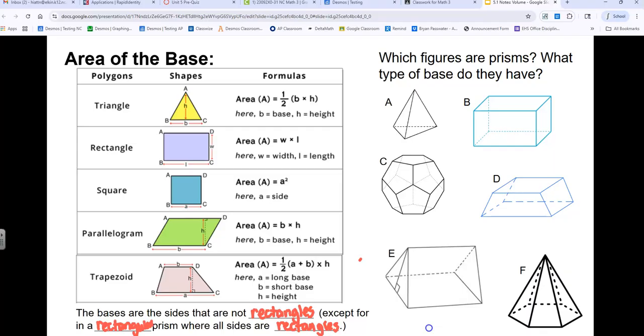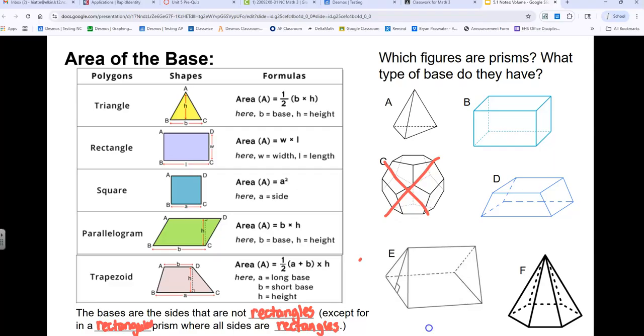So if I look at all of my pictures that I've got over here, labeled A through F, can you guys tell me, it says which figures are prisms and what type of base do they have? So actually I'd like to throw out the ones that are not prisms first. So who can tell me one that they think is not a prism? C? C is not a prism. It's also not a pyramid. I think that's a tetrahedron's the triangles. It's like a decahedron, dodecahedron, I don't know. We don't really have to know. We just know it's not one of the ones we can find the volume of, right? But it is not a prism.